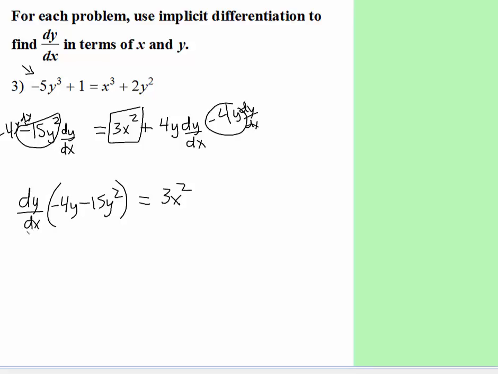Okay, we want to get the dy dx by itself. This whole quantity is attached by multiplication, so we're just going to divide both sides by that quantity. Now at this point, if all 3 of those terms shared something in common, you would go ahead and factor that out.